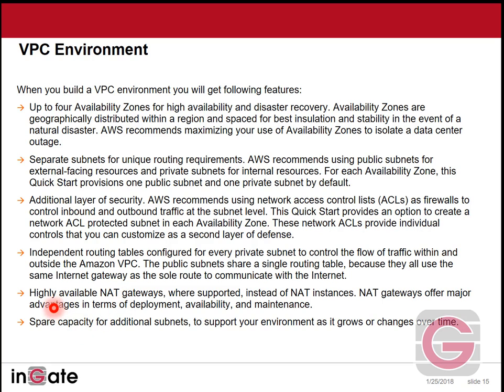You have Amazon provided highly available NAT gateways, or you can install your own NAT instances, and you have spare capacity for additional subnets. In other words, when you create a VPC you are getting a /16 mask network address, and you can subnet in whatever way you want. You can start allocating subnets for specific purposes, and you can always keep a spare set of addresses that you can use for later necessities.